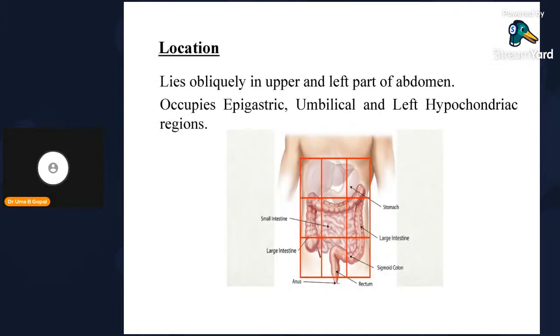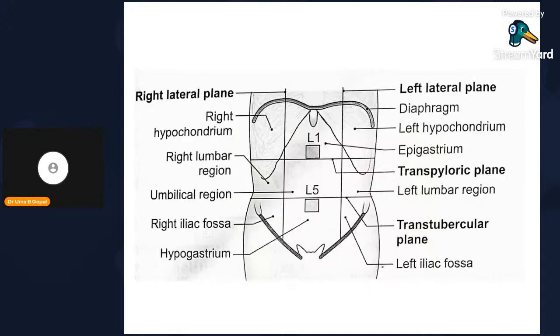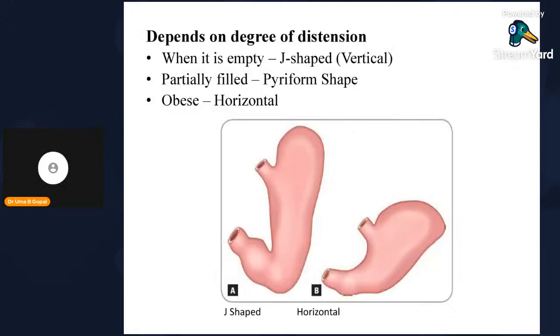Location, anatomical position. This is also asked in the practical examination. It lies obliquely in the upper and left part of the abdomen. Related to the 9 regions of the abdomen, it occupies the epigastric region, umbilical region, and the left hypochondriac region. It will not be there in the left lumbar region. So the stomach lies in these 3 regions: epigastric, left hypochondriac, and then the umbilical region.